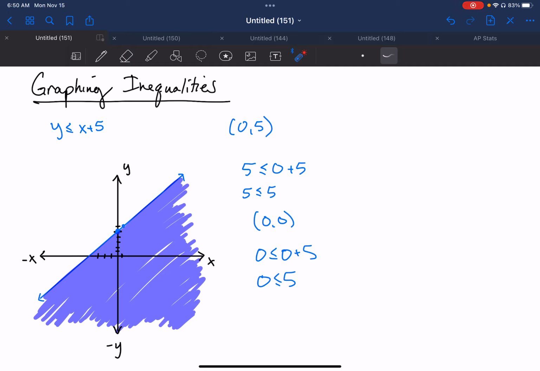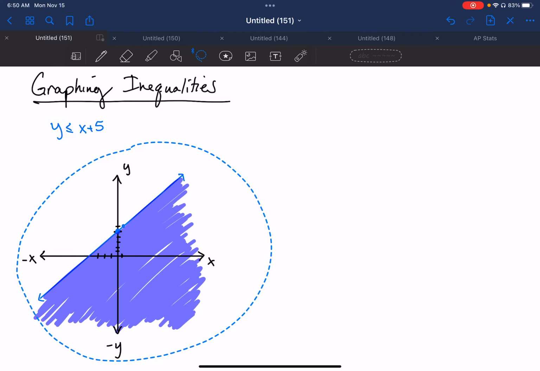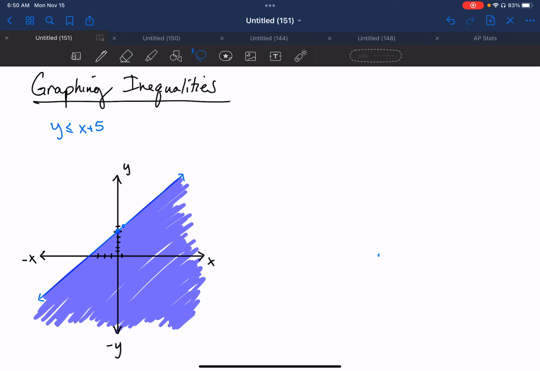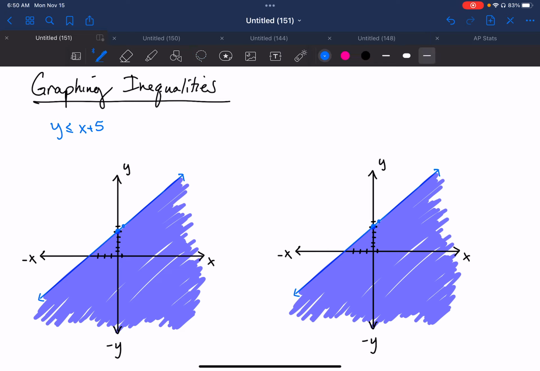Now, what I want to do real quick is just change up what we're doing a smidge, just kind of a little detour. I'm going to copy this because I don't want to redraw too much if I can avoid it. What changes if we're graphing y is just strictly less than x plus 5?